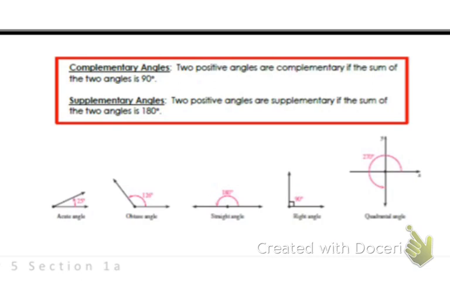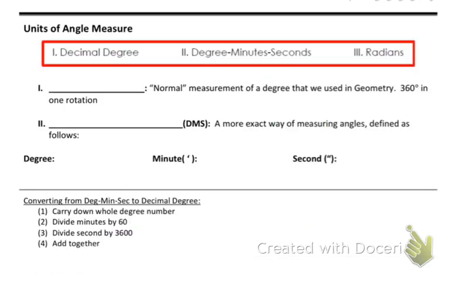Just some geometry stuff. We won't use this much at all. Complementary, 2 angles added up to 90. Supplementary, 2 angles added up to 180. That's about all I'll talk about that.